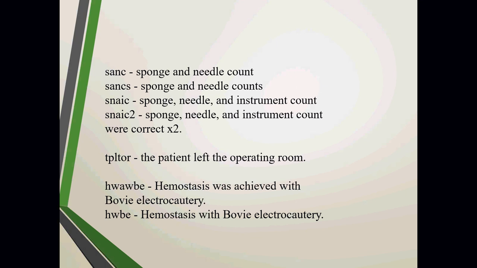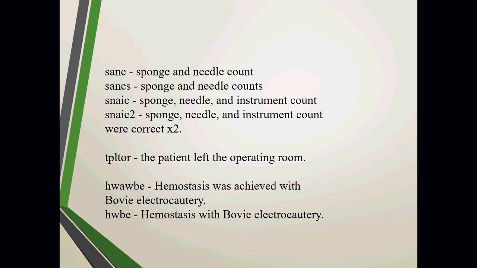Now, the thing about these common phrases is that you have to be verbatim, because they're said in so many different varieties. Okay, so right here: sponge and needle counts, sponge and needle count, or counts. And then sponge, needle, and instrument count, and then times 2, and then there's just some other ones that I use here. You have to be verbatim. I take the first letter of each word and just add it. It just makes sense to me.